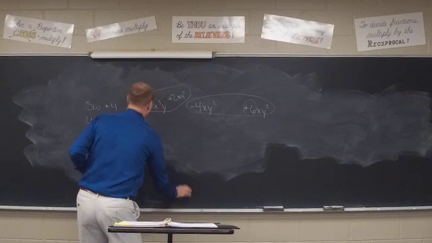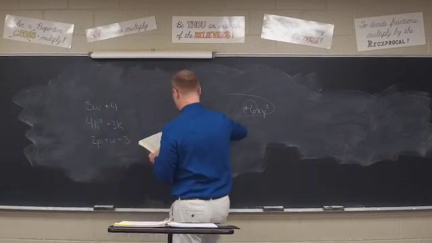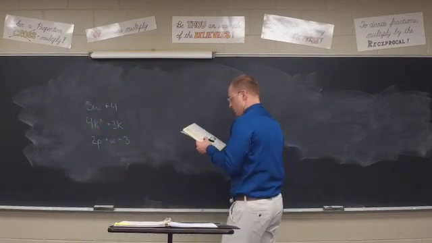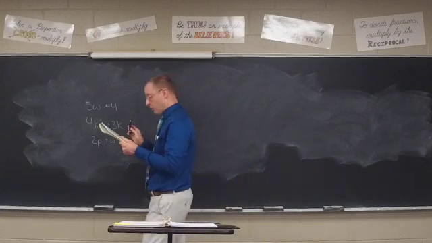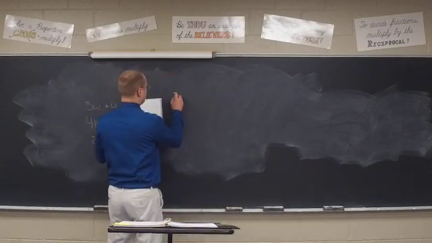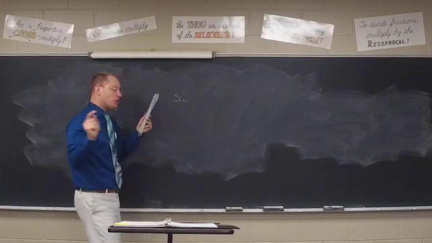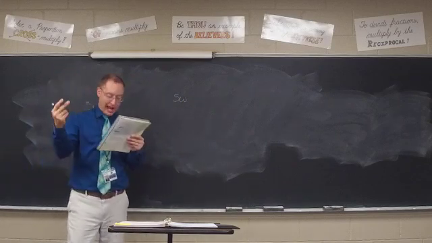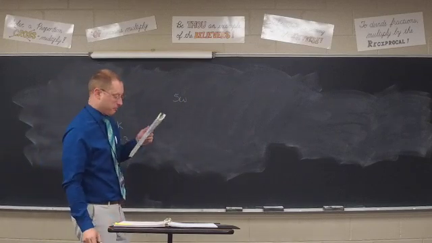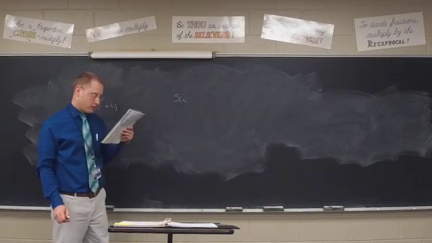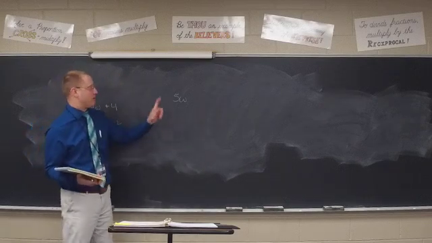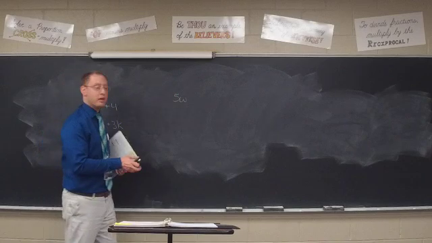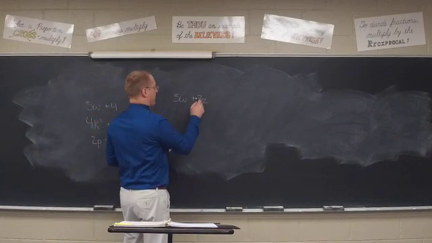What can be combined on number 22? Joel? Positive 3w with positive 2w. To get what? 5w. Positive 5w. But the other two terms are friends as well. They're like terms also. What do they combine to give you? 3z. A positive 3z. Now, where do I put the 3z? Before or after the 5w? After. After, so that we keep the letters in alphabetical order.